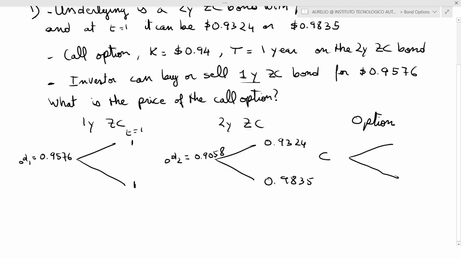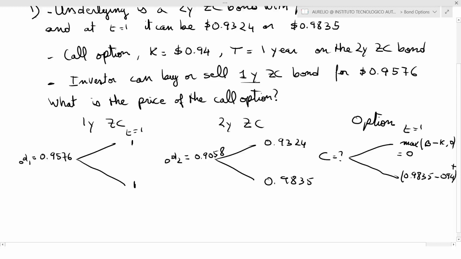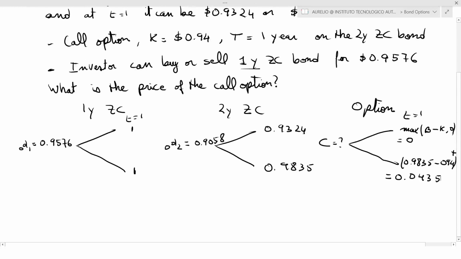Finally, the option, so it's a call option. We don't know the price today of this call, so this is the only unknown. We only know that the price at t equals 1 is going to be equal to the maximum between the 2-year bond price minus K, and 0. So this would be 0.9324 minus 0.94, which is the strike, or 0. So this is going to be 0 in the up scenario. And in the down scenario, it's going to be the positive part of 0.9835 minus 0.94, and this is going to be equal to 0.0435.